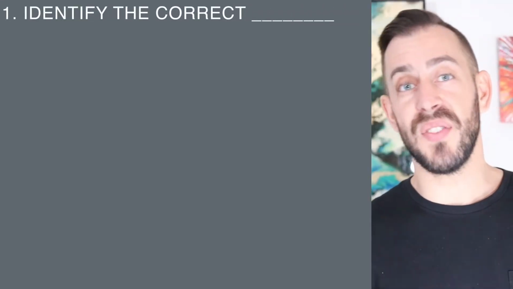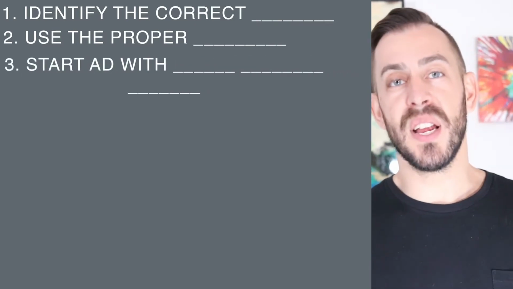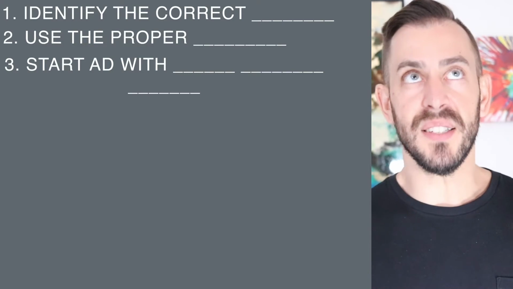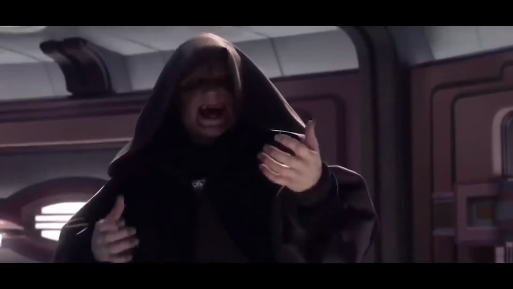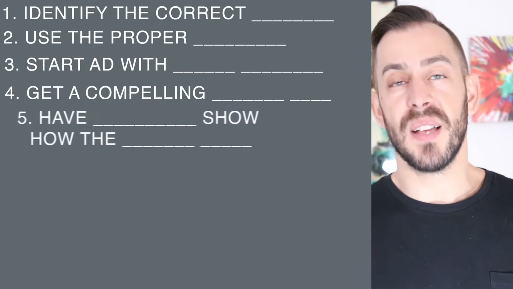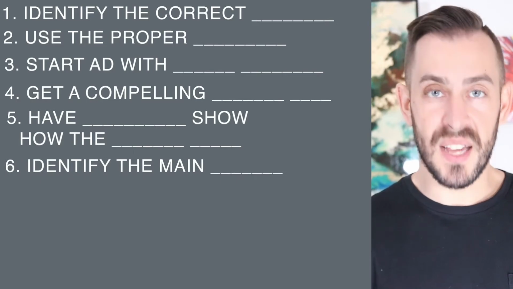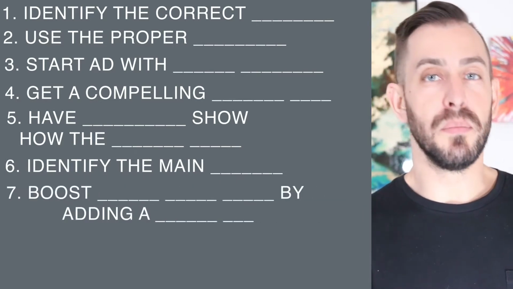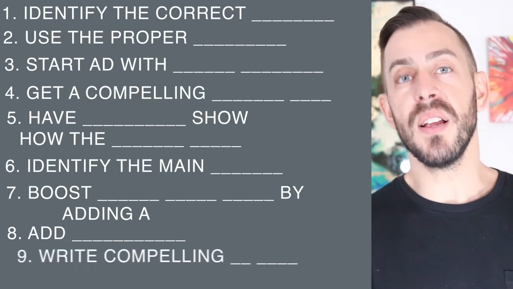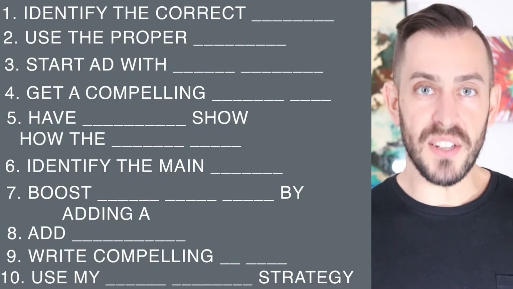Step 1, identify the correct audience. Step 2, use the proper objective. Step 3, start your ad with scroll stopping strategy. That is a lot of S's, scroll stopping strategy. Step 4, get a compelling product demonstration. Step 5, have the influencer show how the product works. Step 6, identify the main benefit. Step 7, boost average order value. Step 8, add testimonials. Step 9, write compelling ad copy. And step 10, use the impact interest strategy.